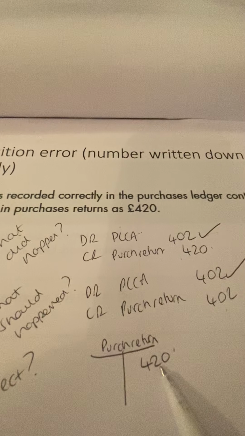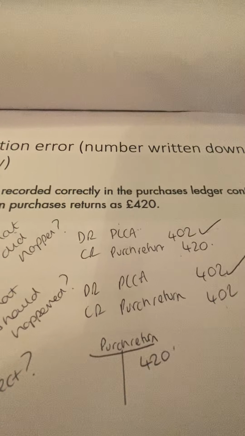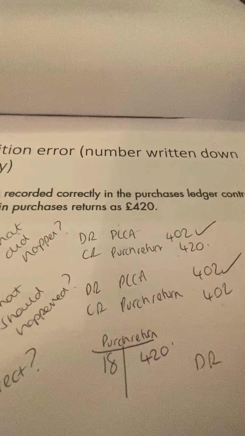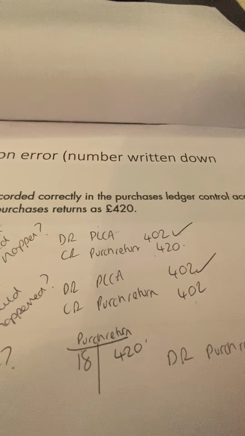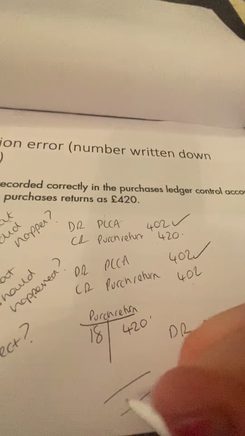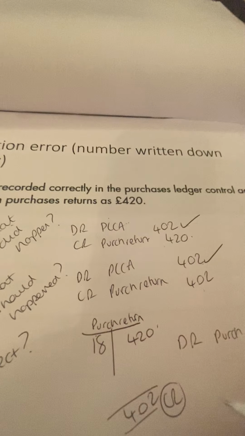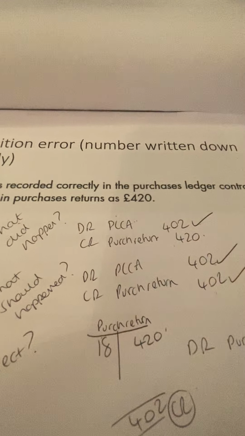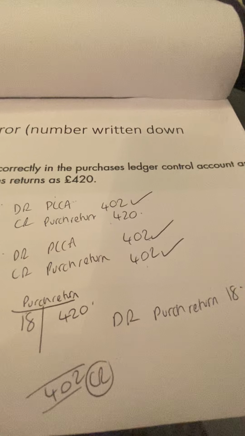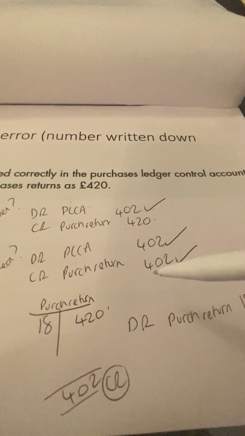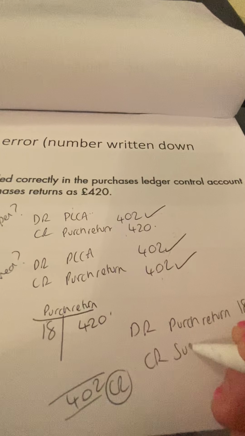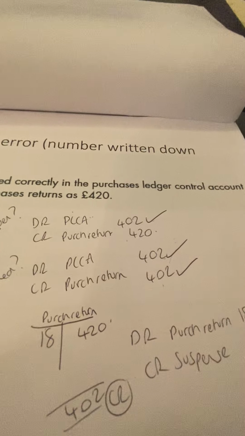So how do we make a credit balance smaller? By debiting the difference. So we want to debit 18. So debit purchase returns 18. If you were to balance that T account off now, you would end up overall with 402 on the credit side, which is what we want. Debit purchase returns 18 then is what we've done. Where will the other half be? Because we know that the other bit's correct because we ticked it off. So the other half has got to be credit suspense £18.